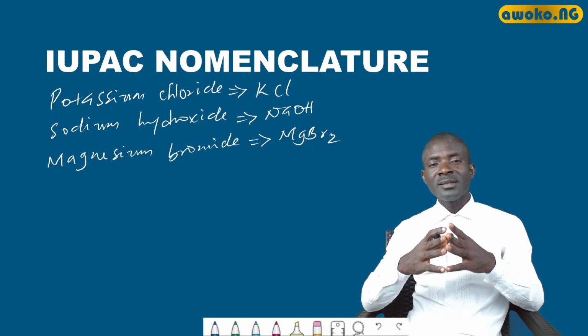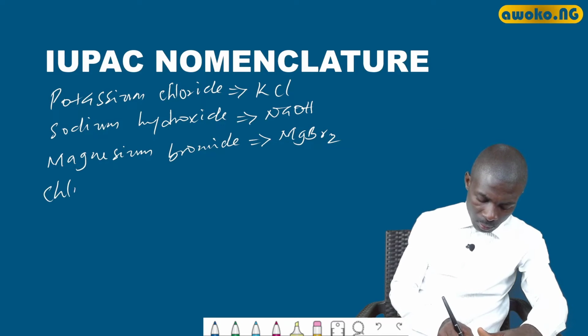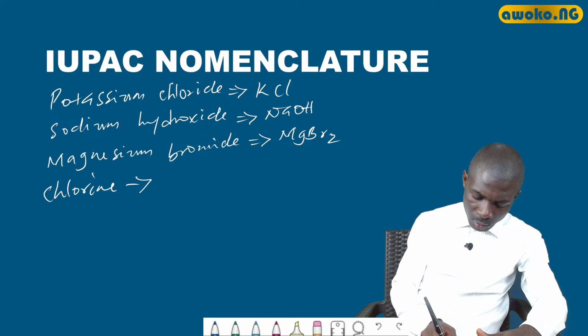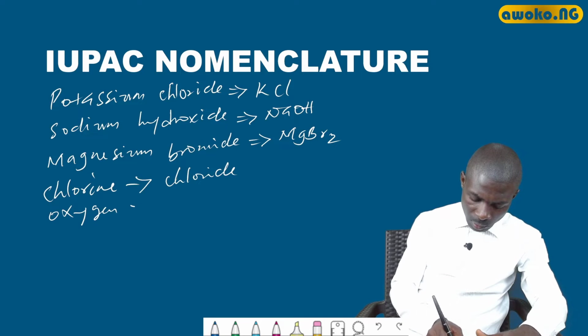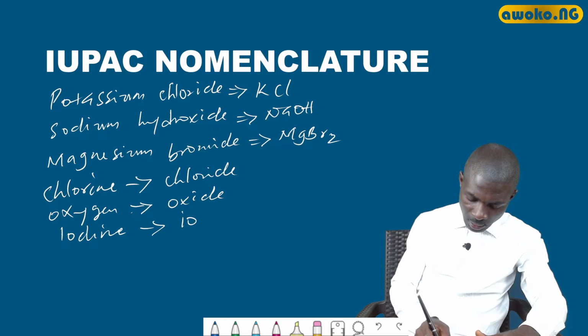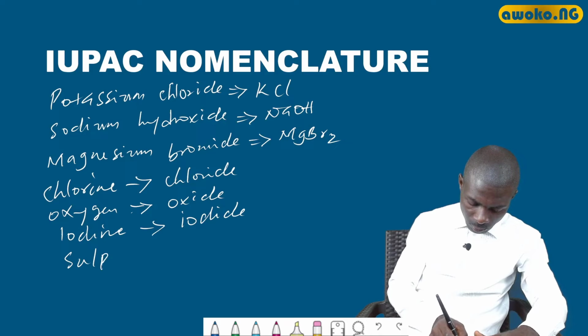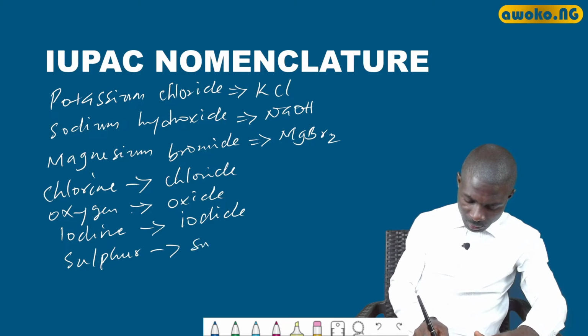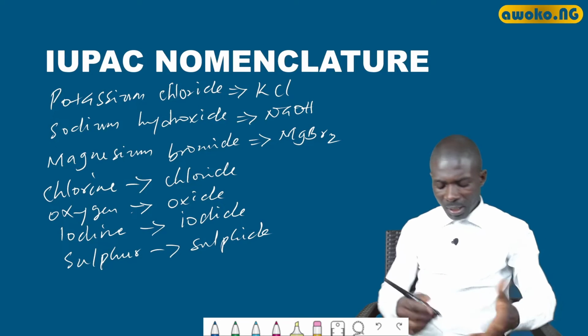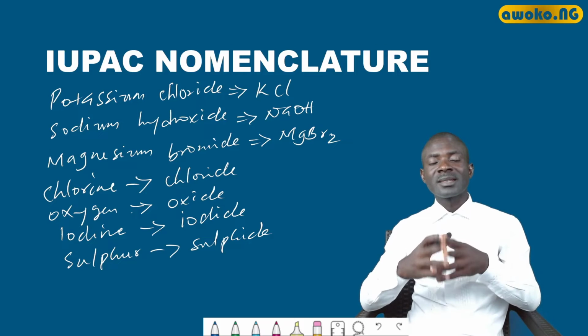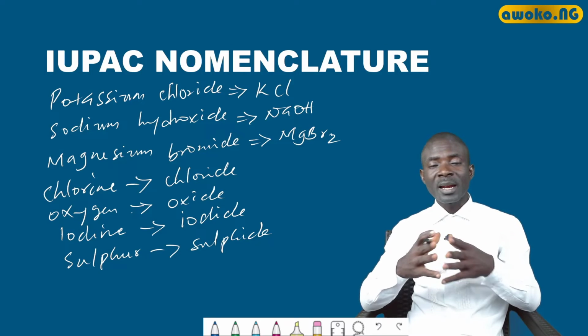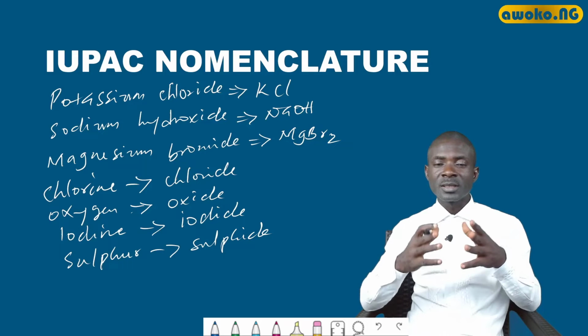Based on this, we are able to show that when naming binary compounds, we end the name with the suffix -IDE, just as chlorine becomes chloride, oxygen is written as oxide, iodine is written as iodide, and sulfur is written as sulfide. So we can have these cases and others as examples of binary compounds where we end their names using the suffix -IDE.